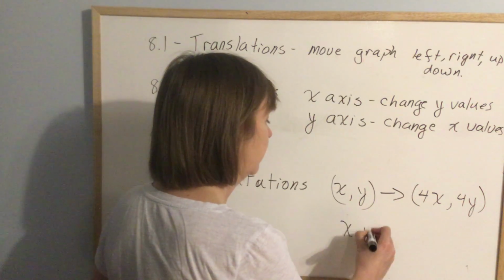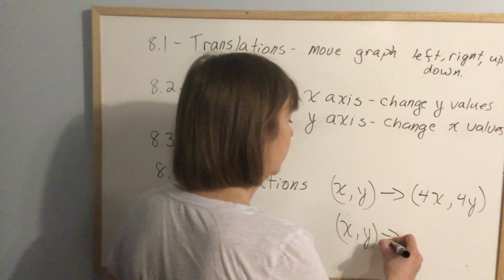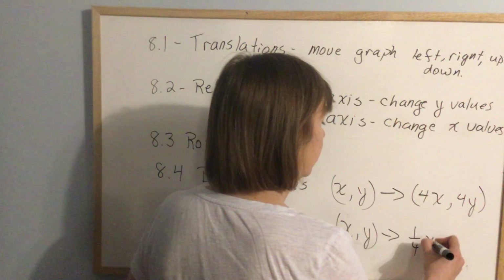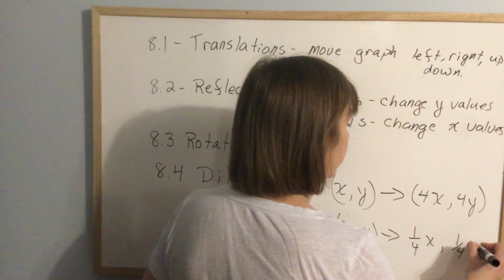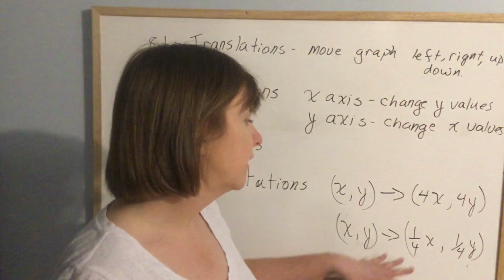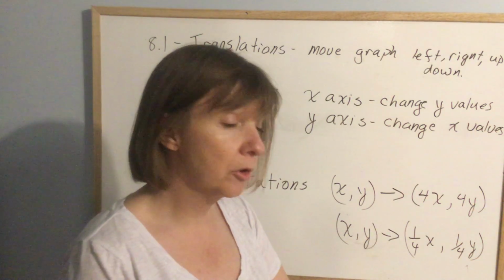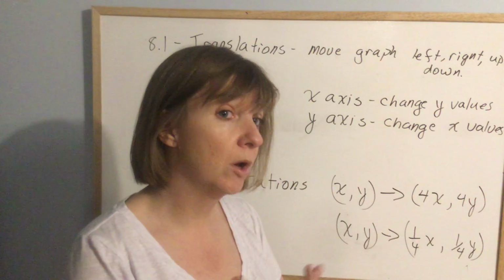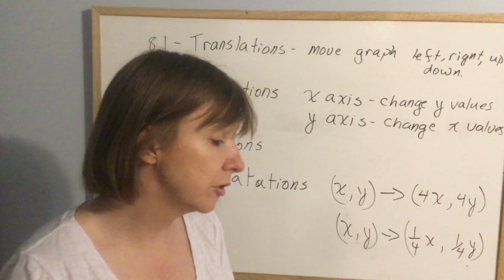If it was something like this, where there was a fraction less than 1 in front of the x and the y, that would mean that is a reduction, and this shape would get 1/4 small, like it would be 1/4 the size of the original.